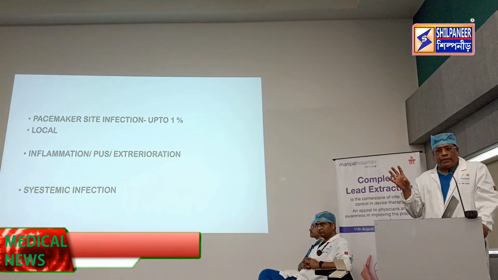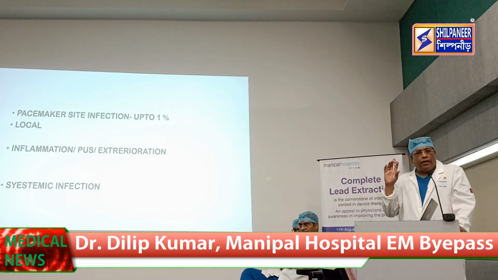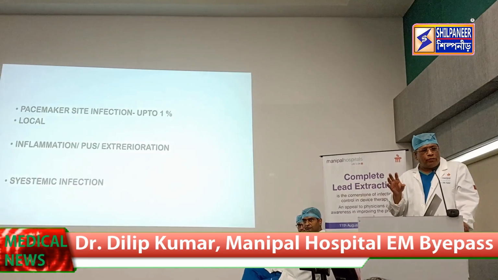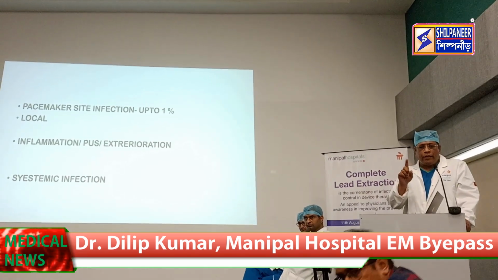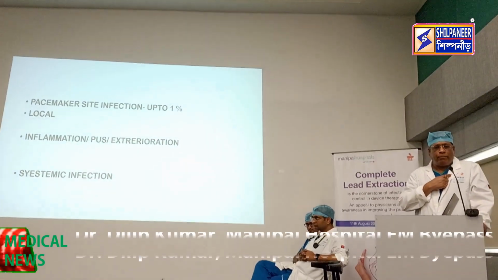Pacemaker infection rate is around 1%. It's 0.6 to 1% times a person can have an infection. So out of 100 to 150 cases, you will find one patient coming to you with an infection. So how is the infection present?